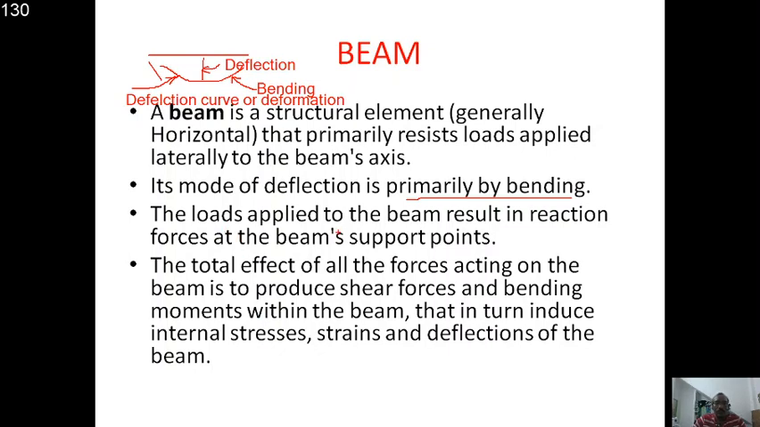Similarly, the loads applied to the beam result in reaction forces at the beam's support points. Now you understood that a beam requires supports. At this point some support is there, at this point some support is there. So a beam requires a support. This is the span of the beam. This is known as the span of the beam.